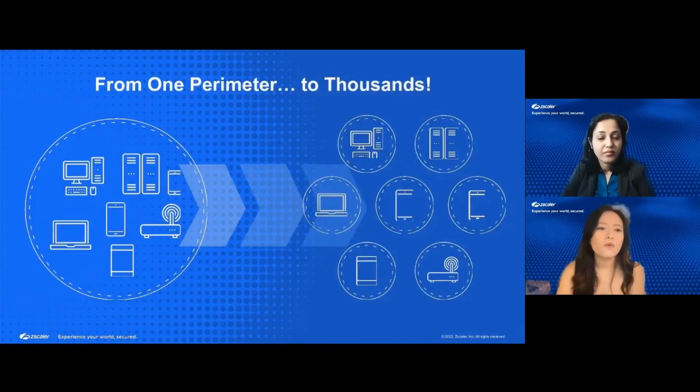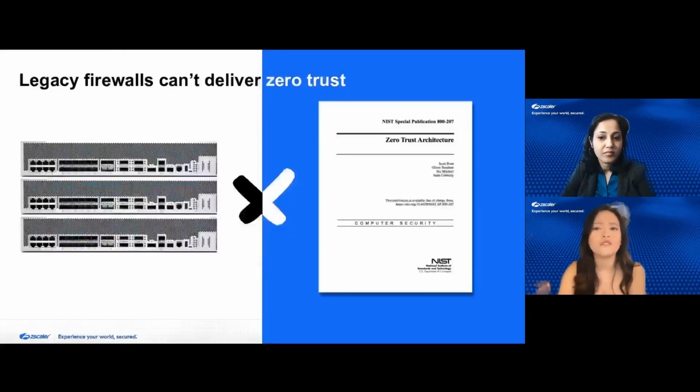So what this kind of means, right? Back in the day, you had one perimeter to really look after, but now you're expanding your attack surface, and the new way of work has really shifted your perimeter from one to thousands.